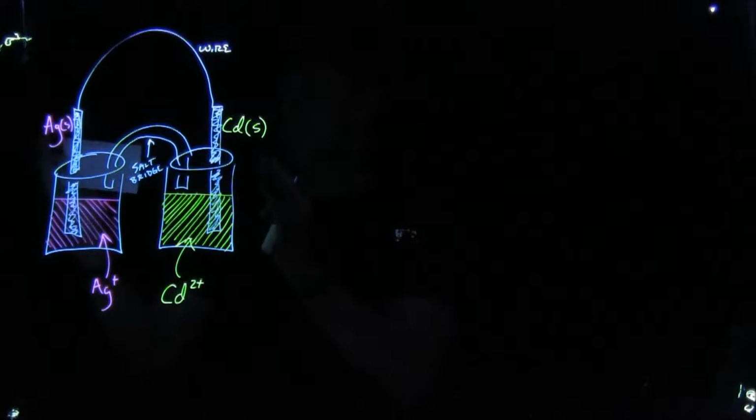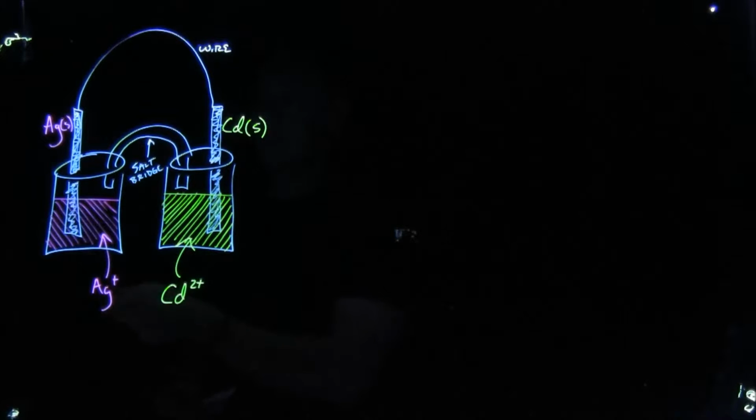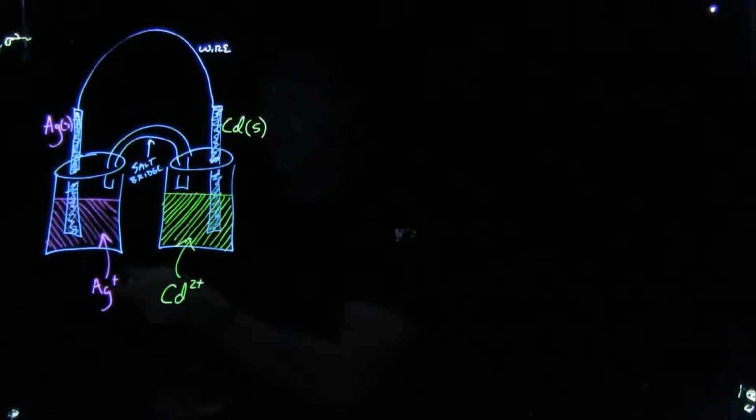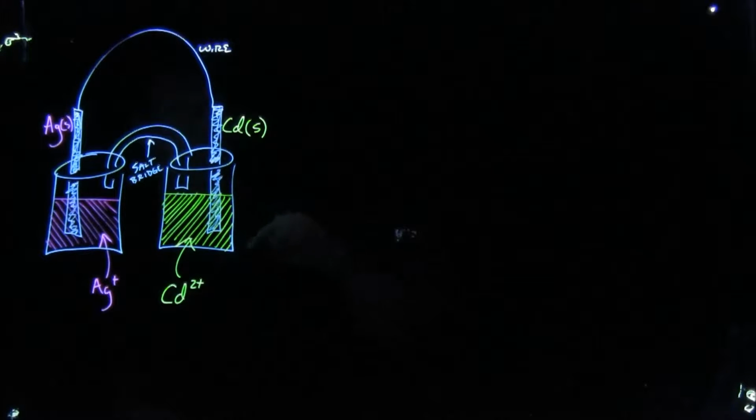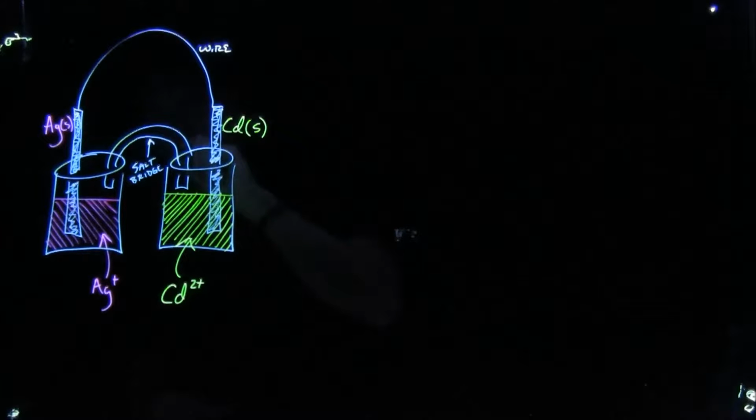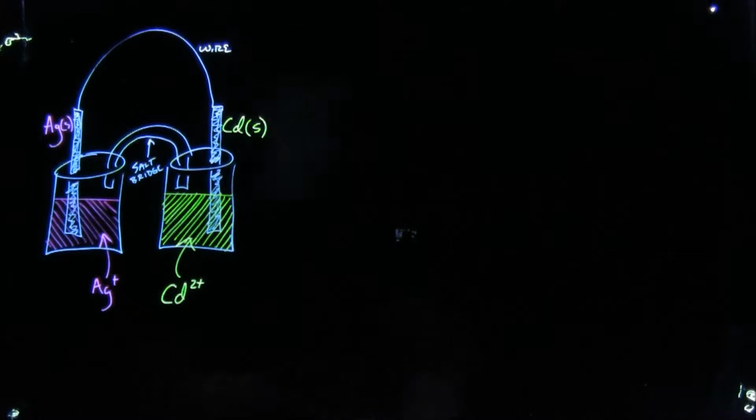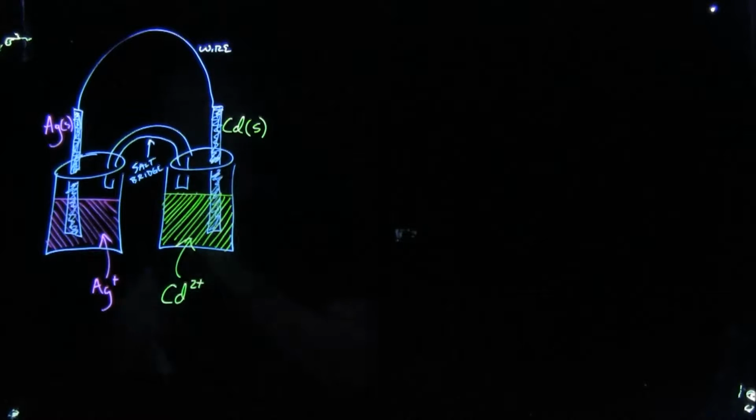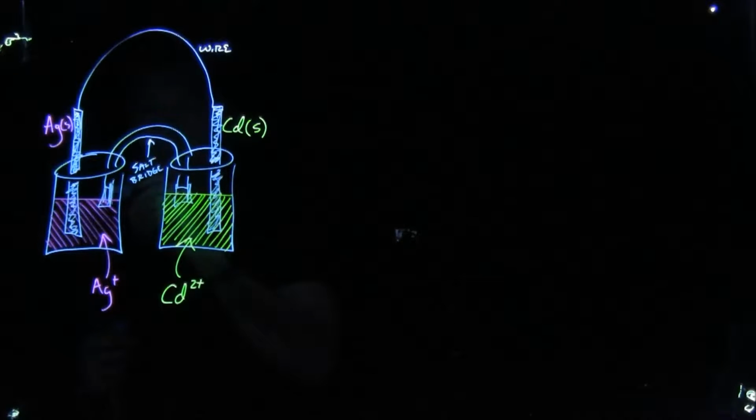So here's our example voltaic cell. We have silver metal submerged in a silver ion solution. We have cadmium metal submerged in a cadmium ion solution. The two electrodes are connected with a wire, and there is a salt bridge connecting the two solutions. I should have drawn that salt bridge a little bit longer, shouldn't I have? Because it's got to make it down into the solution.